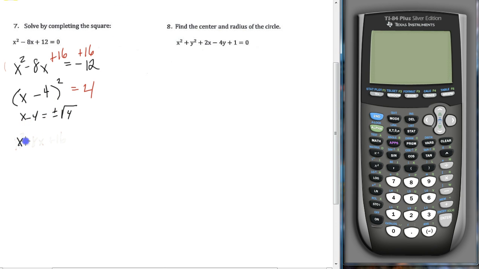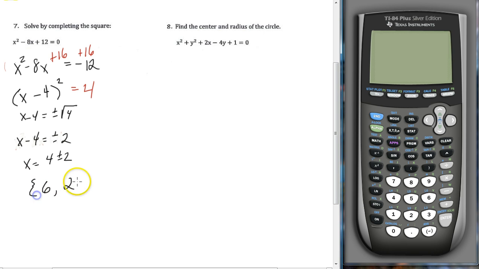We square root it. We can actually do the square root. So x minus 4 equals plus or minus 2. Move over the 4: 4 plus or minus 2. And then actually do it. So 4 plus 2 is 6. 4 minus 2 is 2.